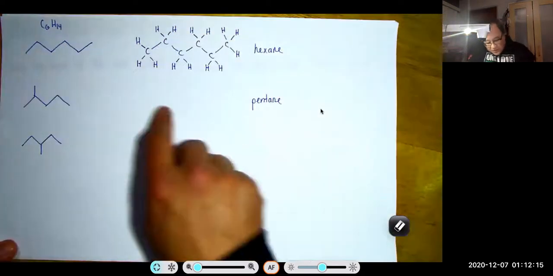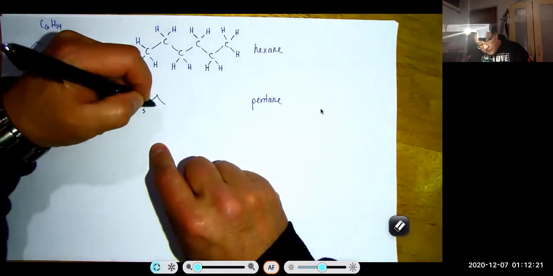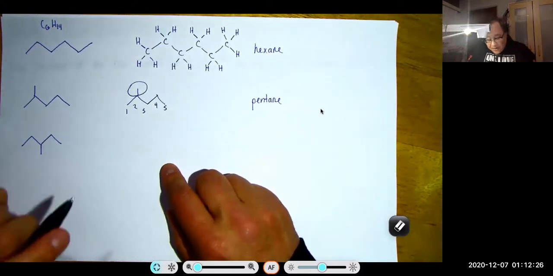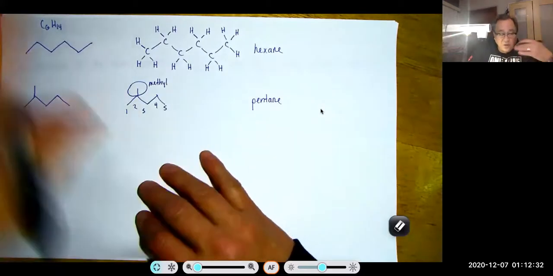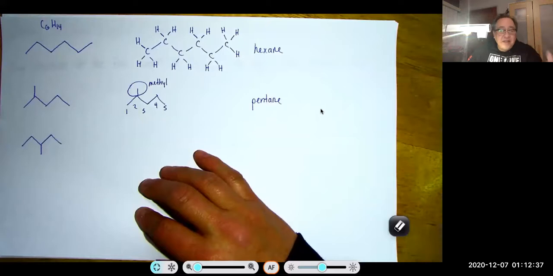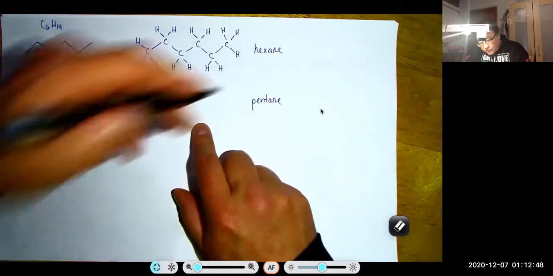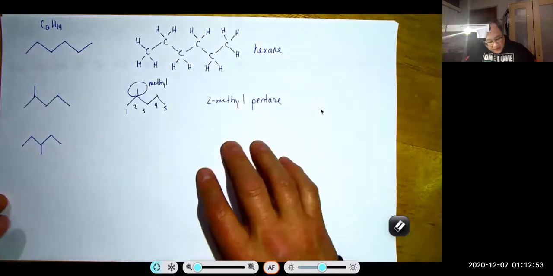Now, for these 5 carbons in a row, I'm going to redraw this. We number the carbons 1, 2, 3, 4, 5. And this right here is a 1 carbon unit, which is called a methyl. So a straight chain 1 carbon unit is called methane. What happens if it's a piece attached to a longer chain, something called a substituent? Well, then it's called methyl instead of methane. Now, we want to tell people that this is attached to carbon number 2. So this is 2-methyl pentane.